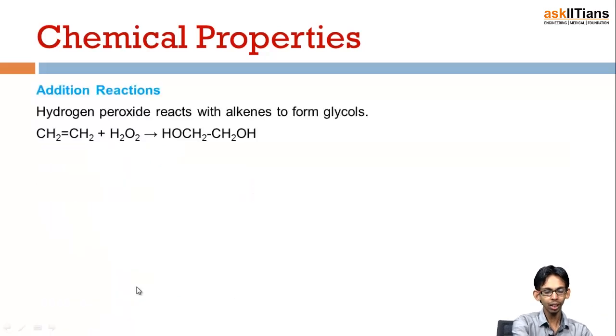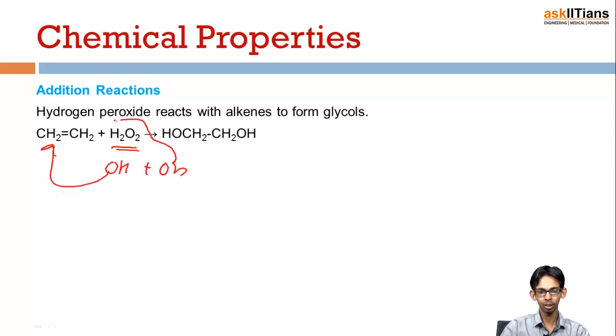Okay. Now it also undergoes some addition reaction. You can see there is an unsaturated hydrocarbon. When it is reacted with hydrogen peroxide, we have actually two parts, OH plus OH. One OH goes to this carbon, another OH goes to this carbon, and we get this compound, glycols.